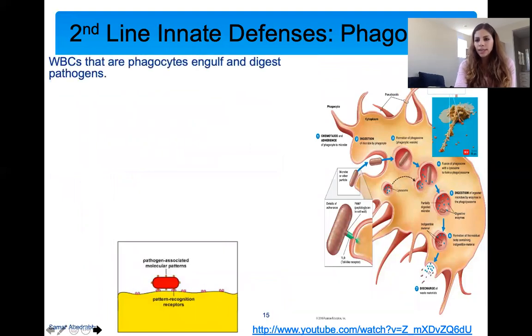Phagocytosis is a very important part of protecting you against different infections. Phagocytosis is when cells engulf, basically eat and digest, pathogens. They just chop it up. Phagocytosis is done by phagocytes, or cells that can do phagocytosis. The white blood cells that do phagocytosis are macrophages, neutrophils, and dendritic cells.